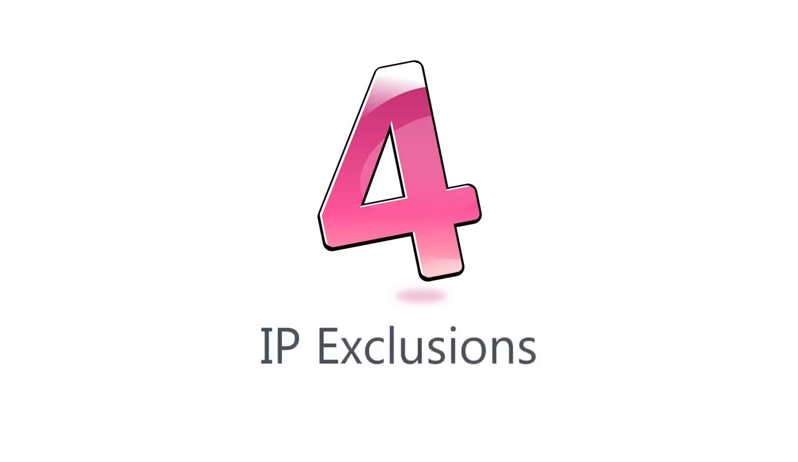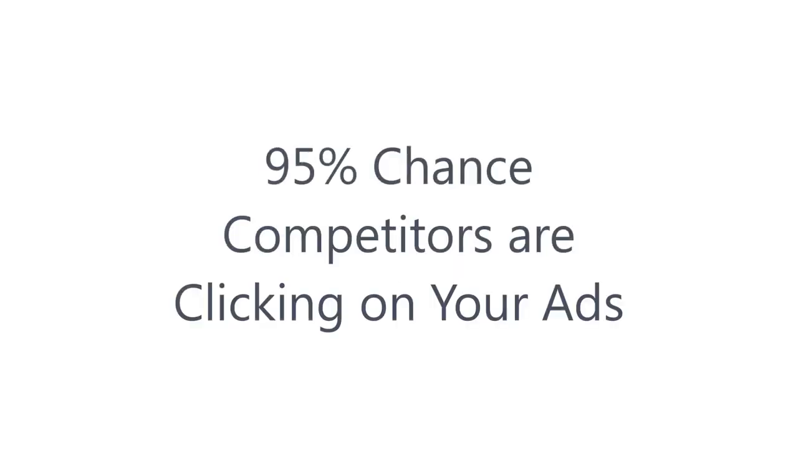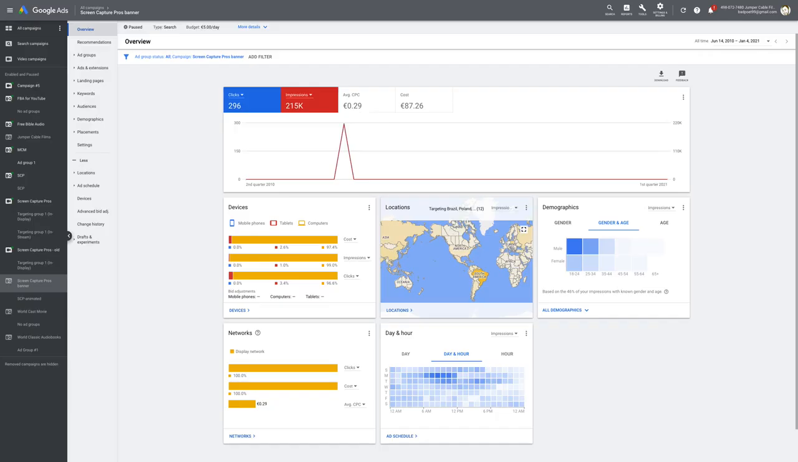Tip number 4, IP exclusions. Now, whatever industry or niche you are in, you should know that sadly there is more than a 95% chance that your competitors are clicking on your ads. You'd be surprised and likely quite angry to know just how many of them do that, the jerks. As a result, your numbers are skewed, you bear more costs, and more often than not, you end up killing your campaigns because of their high cost per click coupled with their low conversion rate.